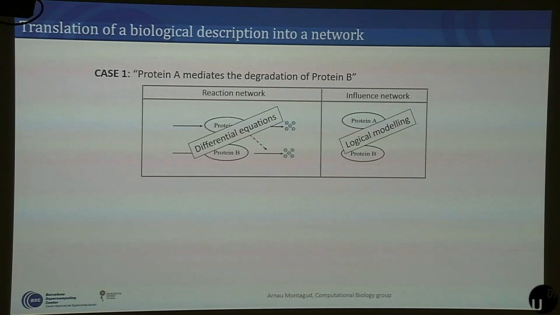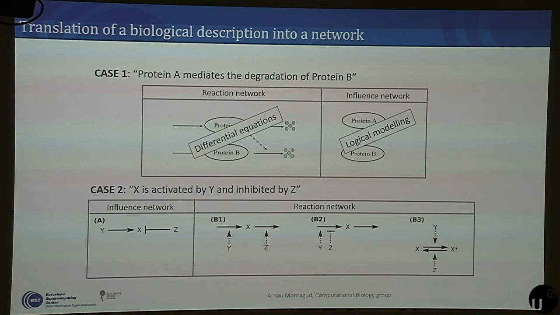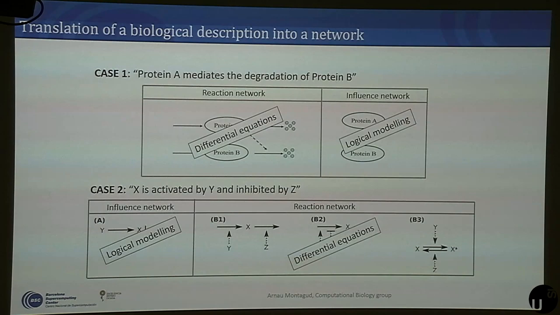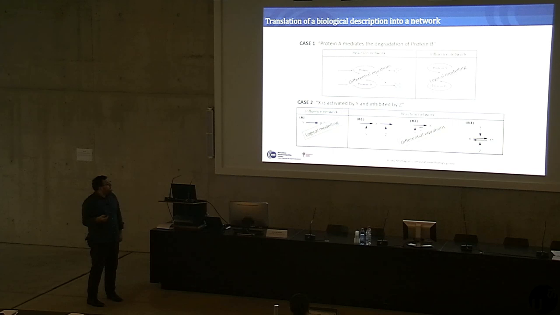And the same if you complicate things a bit. If X is activated by Y and inhibited by Z, an influence network would look like this, but in a reaction network you would have different possibilities to model this. Again, this you would model with logical modeling, and this you would solve with differential equations. So the question is not what are you going to use to solve something, but what do you want to study? Are you more interested in whether Y and Z interact in the production or in the inhibition of X, or do you not care and want a coarse grain model, and then you would go for the influence network? As I said, both are equally valid, as long as you're happy with them and you have results that fit your need.